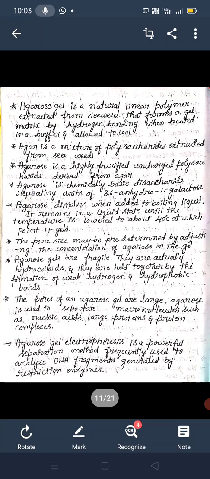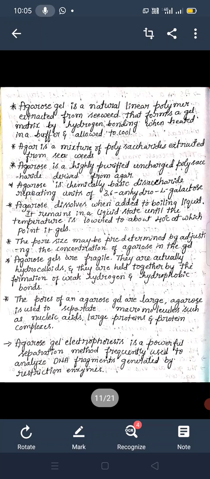Agarose is chemically made of basic disaccharide repeating units of 3,6-anhydro-L-galactose, and agarose dissolves when added to boiling liquid. It remains in a liquid state until the temperature is lowered to about 40 degrees Celsius, at which point it gels. The pore size may be predetermined by adjusting the concentration of agarose in the gel.